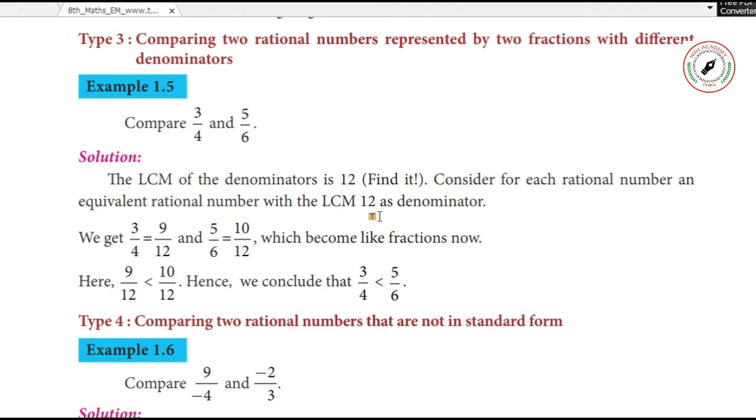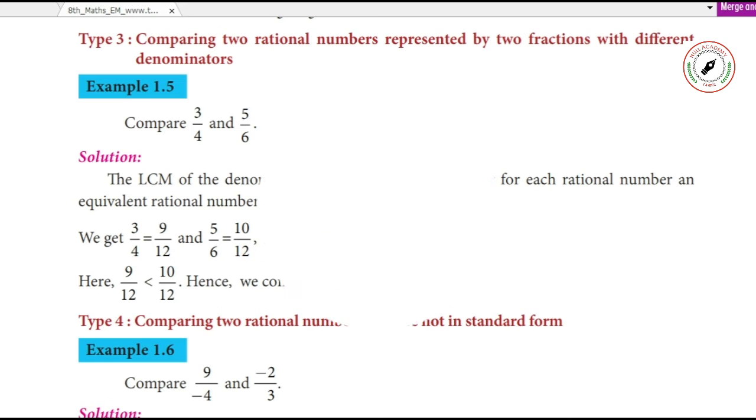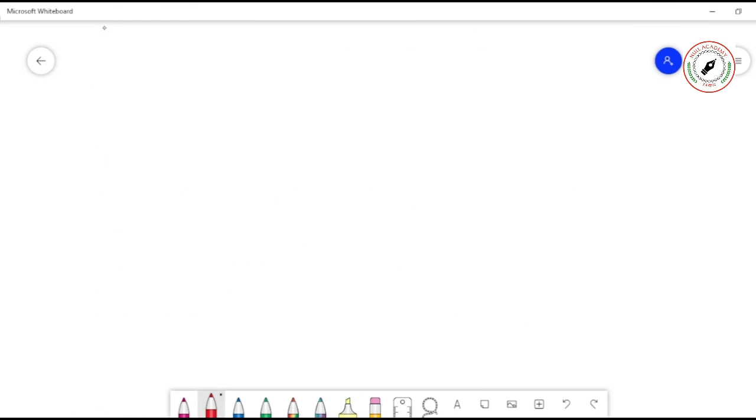Now, consider for each rational number an equivalent rational number with LCM 12 as denominator. We will try this one. Compare 3 by 4 and 5 by 6. For that you have to find the LCM. What is LCM? Least common multiple.